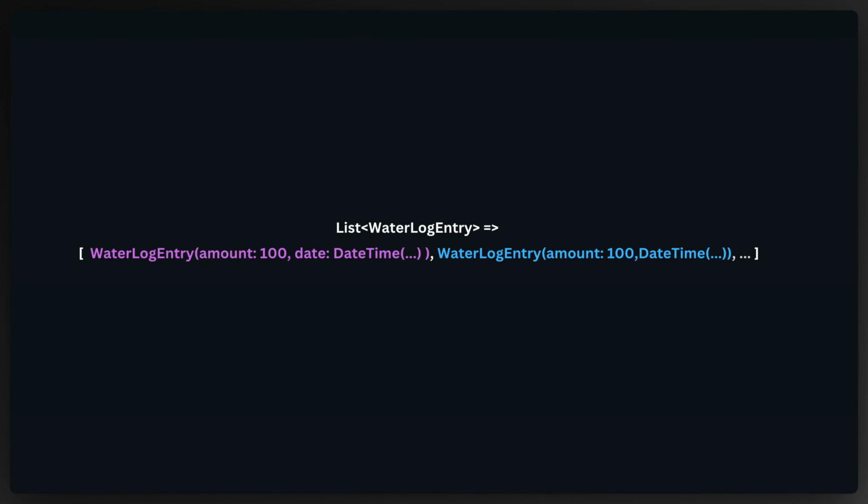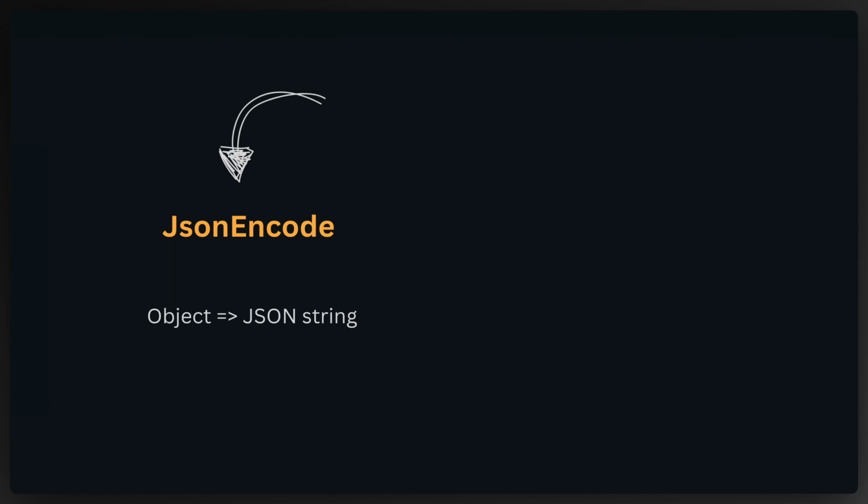We need to do something called encoding. To do that, we have to learn 2 new concepts, which are the JSON encode, which will convert an object to a JSON string, which means that we can give the object, which is a list of that custom type, to this JSON encode function, and this will convert the entire thing to a single string that we can then store in the shared preferences.